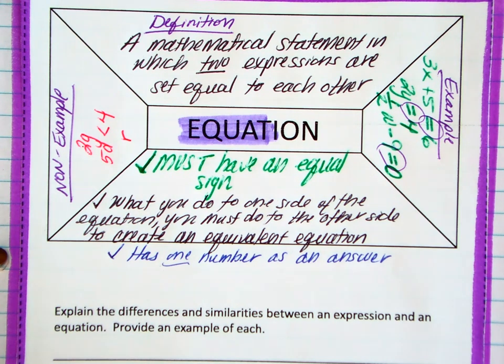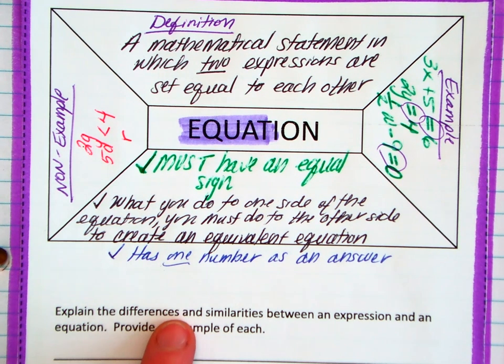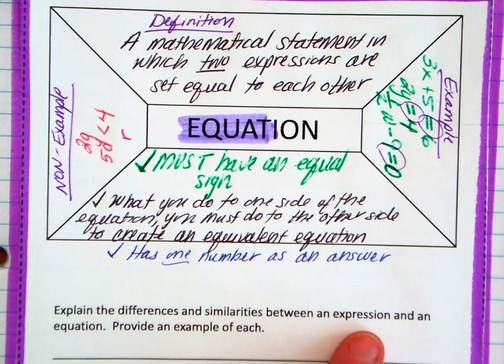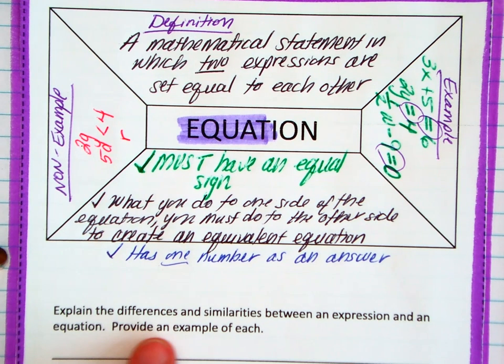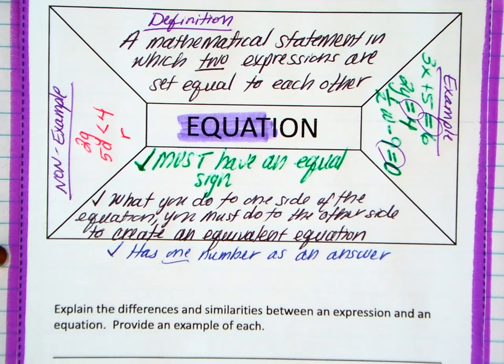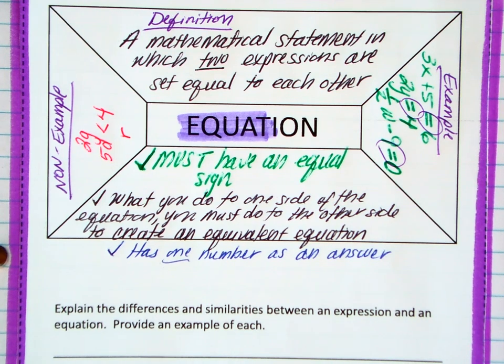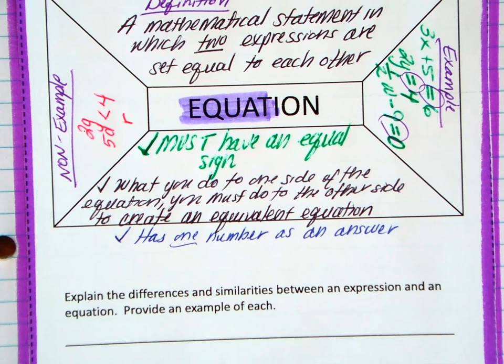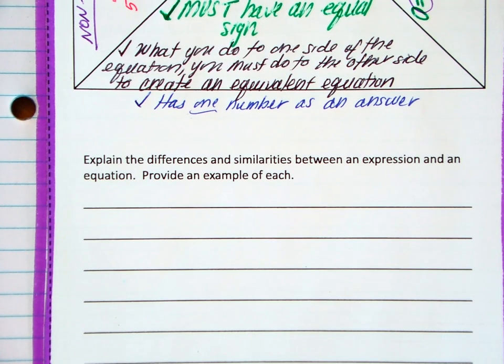Well done. Next, explain the differences and similarities between an expression and an equation. Provide an example of each. Pause the video. Compare and contrast an expression with an equation. When you're ready, resume the video. The sample answer could be, an expression does not have an equal sign.